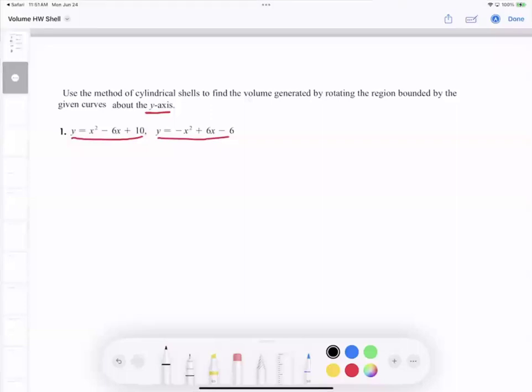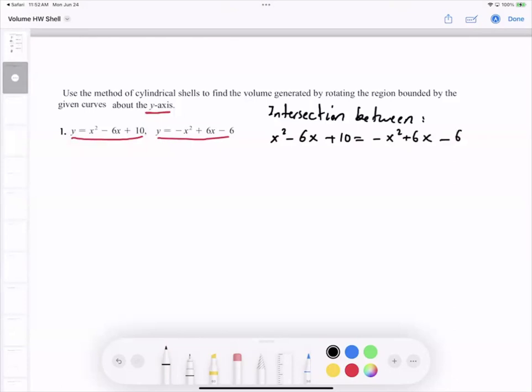Okay, both of these are quadratic functions. One of them opens up and the other one opens downward. Let us find the intersection between them. To do that, we need a little bit of algebra. Set the y's equal to each other: x squared minus 6x plus 10 is equal to negative x squared plus 6x minus 6.